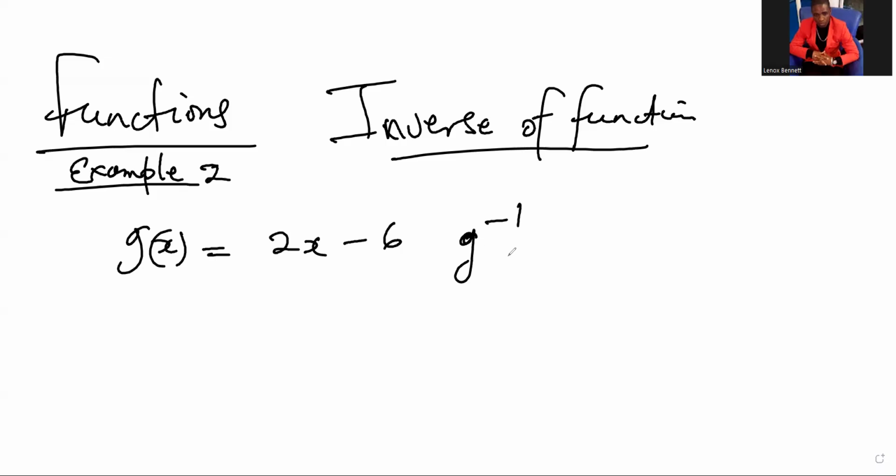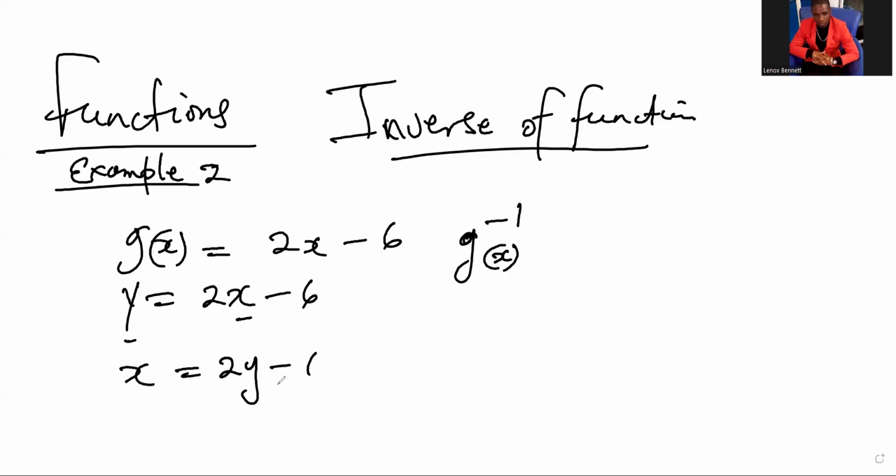All right. So let's say we wanted to find the inverse of g, which is 2x minus 6. Now, as I said, first thing, we change the function to y. So y is equal to 2x minus 6. Next, we interchange x for y and y for x. So where x is, we put y. Where y is, we put x. Last step, solve for y. So we're going to make y the subject of the formula.